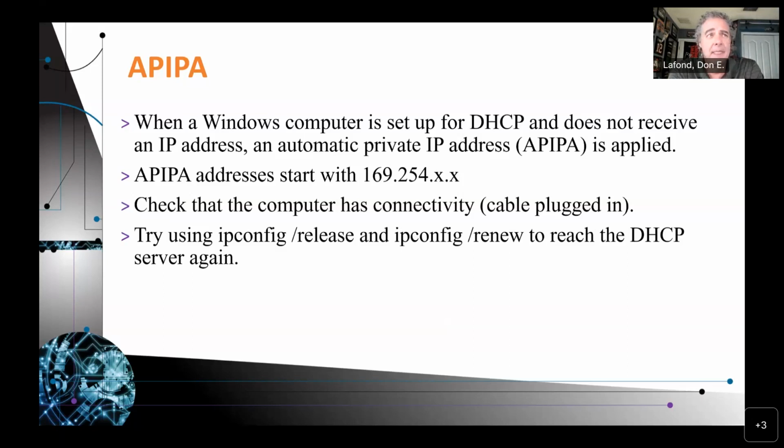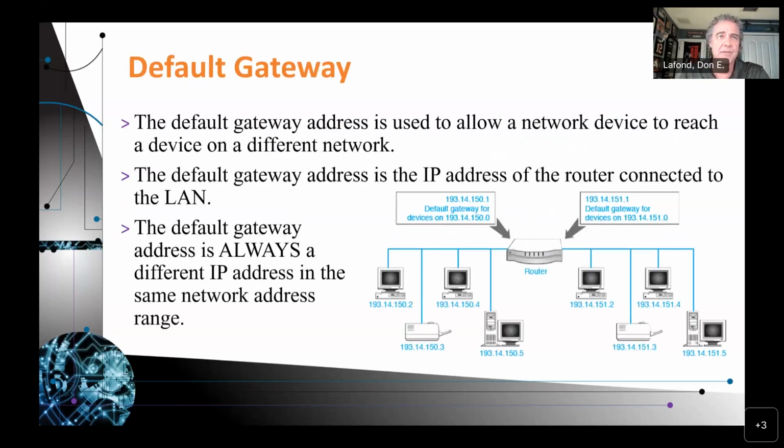Not happening, because APIPA is only when you're having a problem with DHCP. Check that the computer has connectivity, that the cable is actually plugged in, and try using ipconfig /release and ipconfig /renew to reach the DHCP server again. It'll actually release the APIPA address and then try to reach out for a DHCP address.